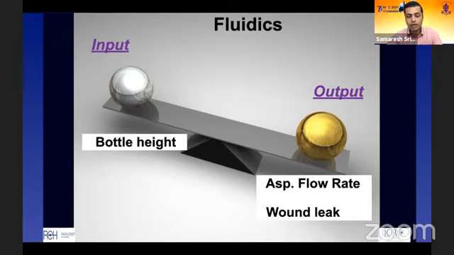What is your input? In a gravity-fed system, it's the bottle height. And what is the output? The output is the flow rate, which determines how fast you pull fluid out of the eye. And there's obviously a component of wound leak. So you have to understand that it is not the phaco energy, it is not the vacuum which pulls the fluid out, but the flow rate which determines how fast you will pull the fluid out of the eye.